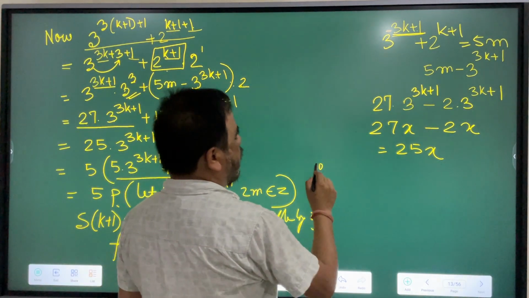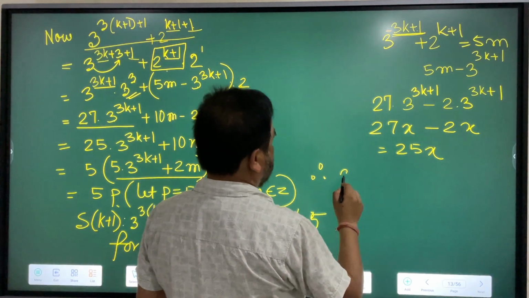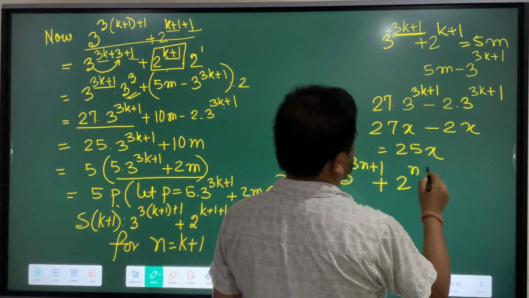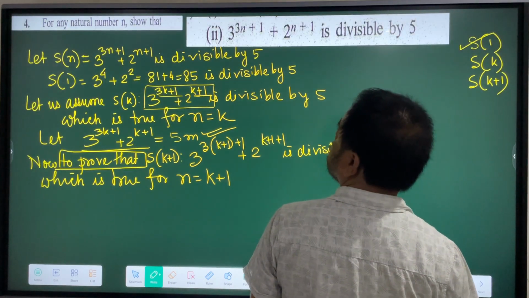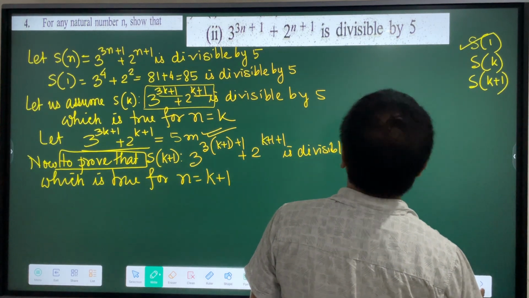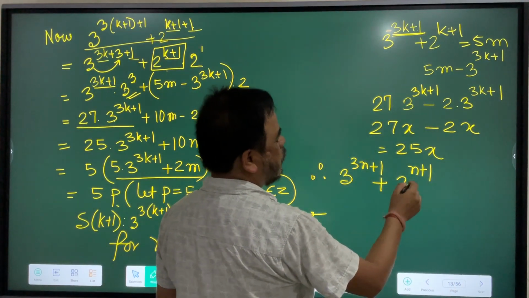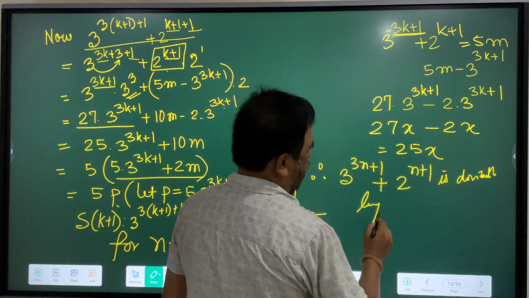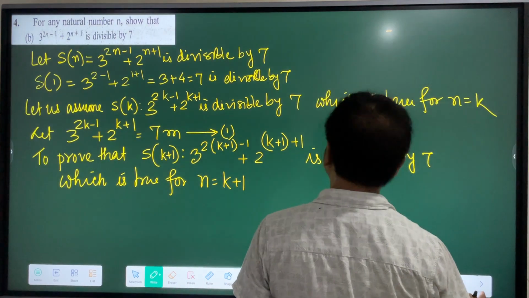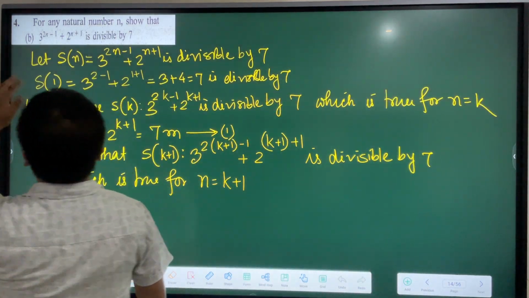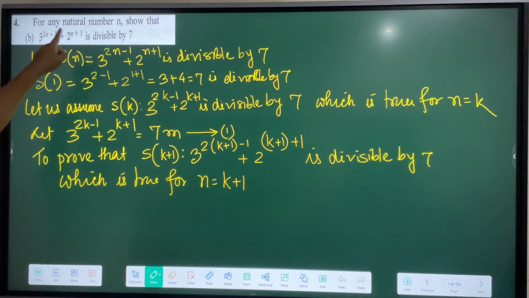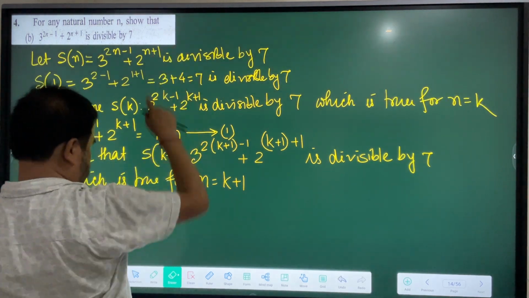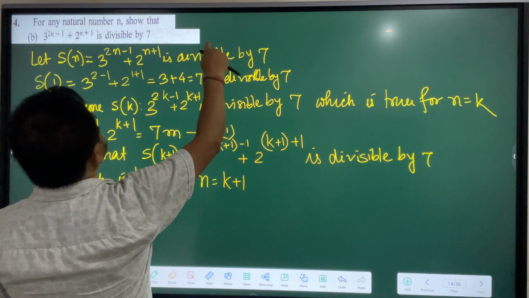So therefore 3 to the power 3n plus 1 plus 2 to the power n plus 1 is divisible by 5. Same thing here, things are the same. Here the question is written as divisible by 7 now, whatever it is given. Divisible by 7.